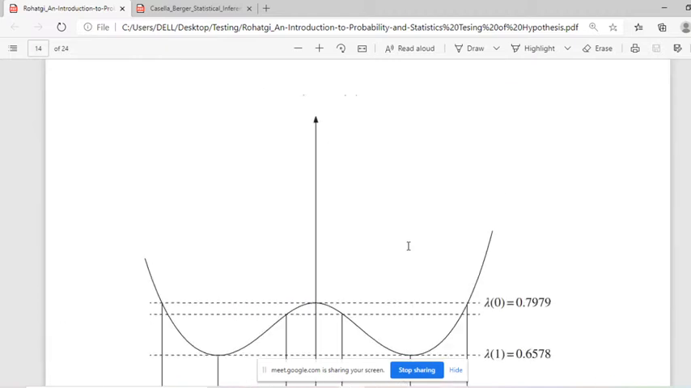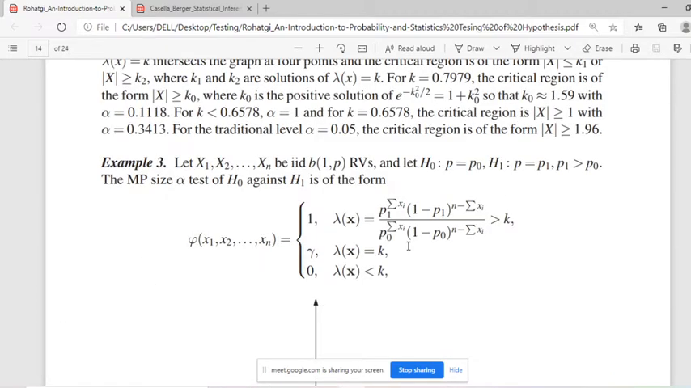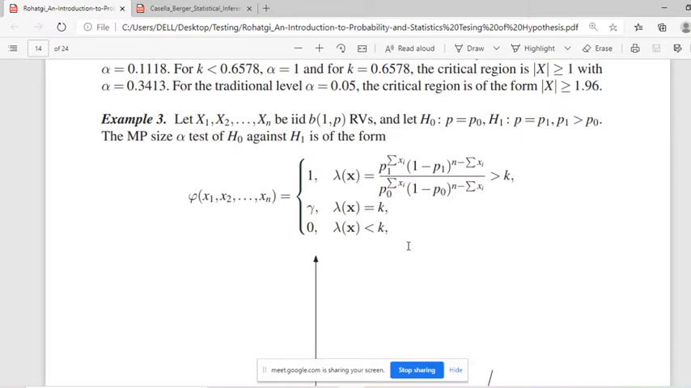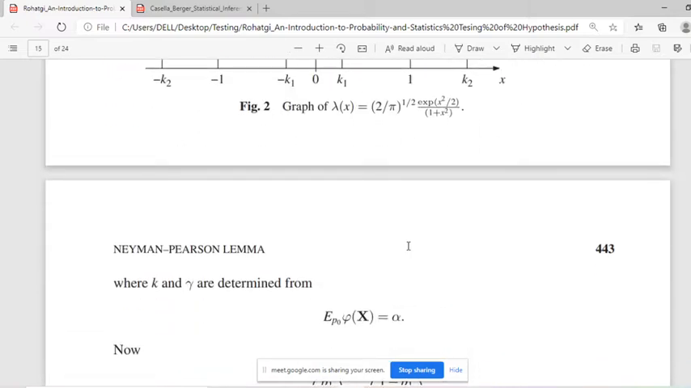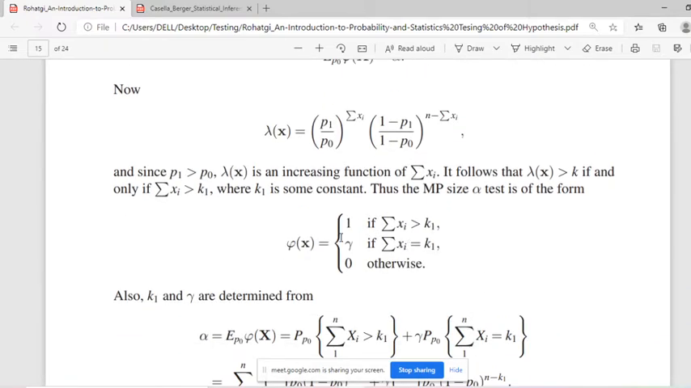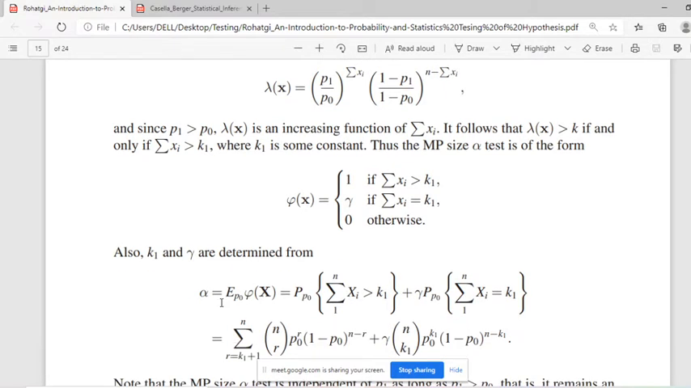So we can replace this with the equivalent criterion: phi of x will be 1 if summation xi is greater than k1, gamma if summation xi equals k1, and 0 otherwise. And how can we determine gamma and k1? They are constants, determined using the probability of type 1 error.